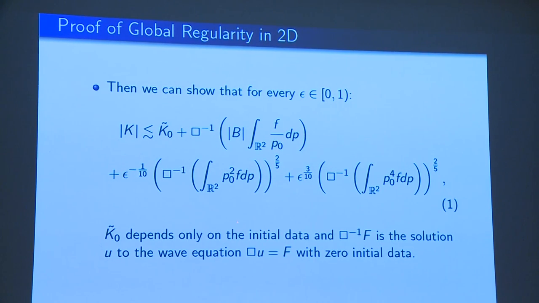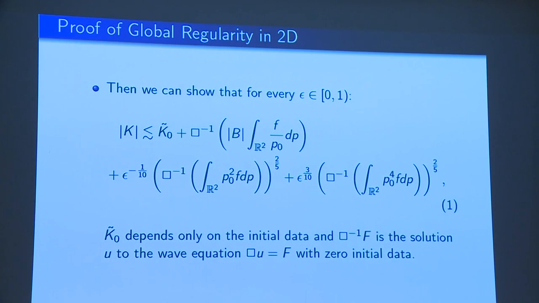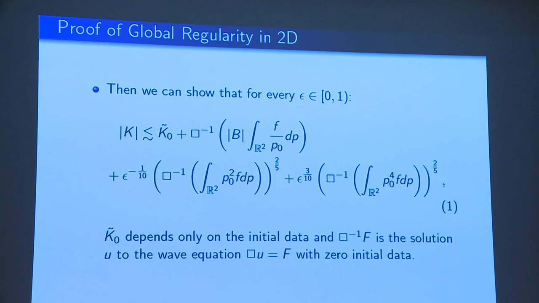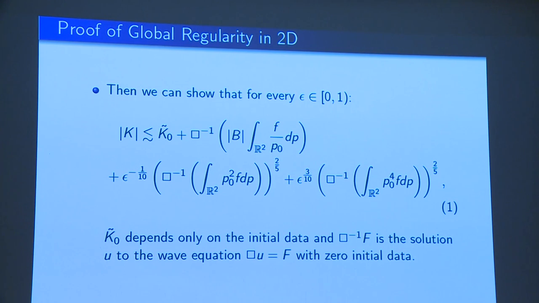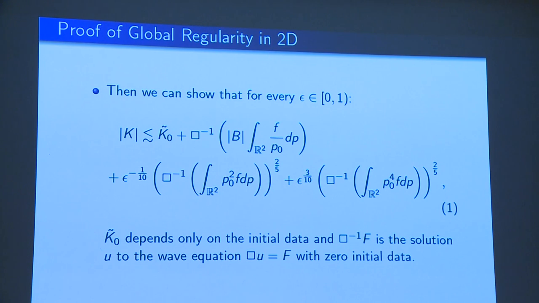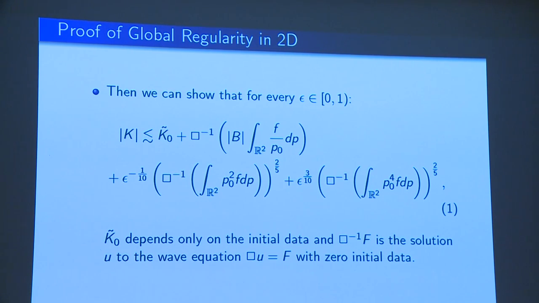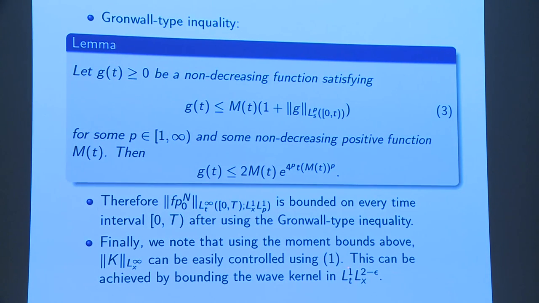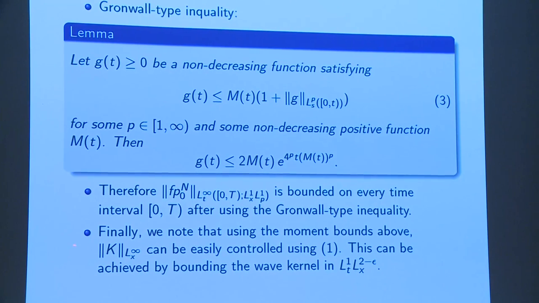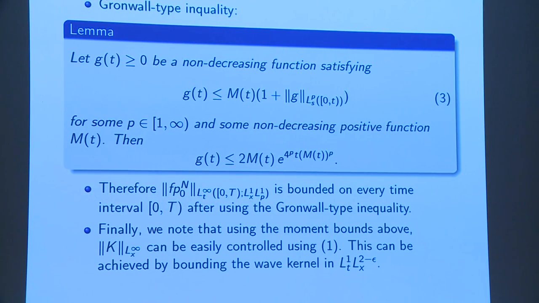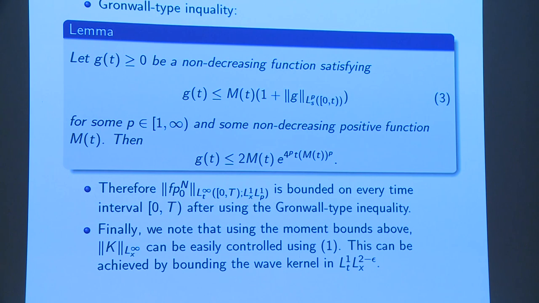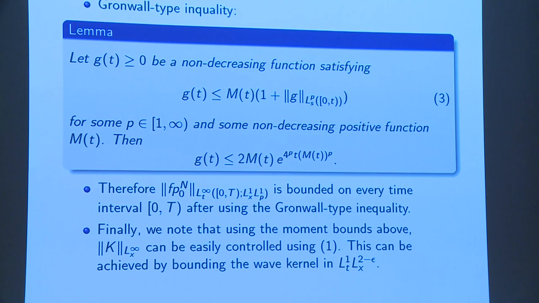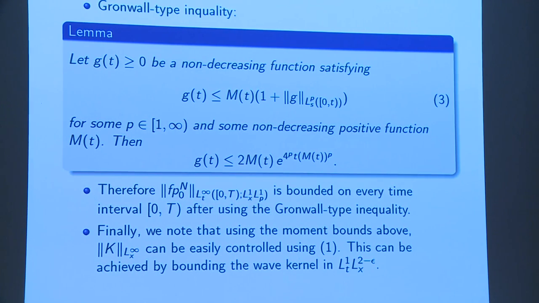Once you know that the high moments of f are bounded, this is kind of an almost circular argument. You use this estimate to prove that the high moments of f are bounded, and then you come back to this estimate and use that the high moments are bounded to prove that k is in fact in L infinity. Let me not explain in detail how you do that, but you choose a good LpLq norm, like L1 in time, L2 minus epsilon in space, and you use the Sobolev estimates, and then you get that the L infinity norm of k is bounded. So in 2D and in 2.5D, you can actually prove that the L infinity norm of k is bounded. We don't know how to prove it in 3D.